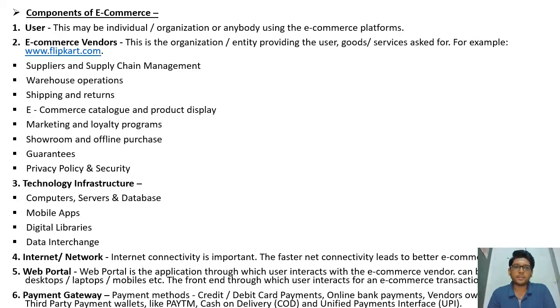Supplier and supply chain management, which consists of the logistics. நம்ம ப்ராடக்ட் ஆர்டர் பண்றோம், நம்ம வீட்டுக்கு எப்படி வருது? Through the supplier and through supply chain management and logistics.